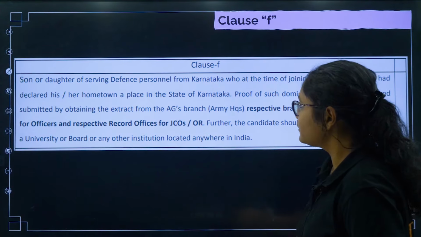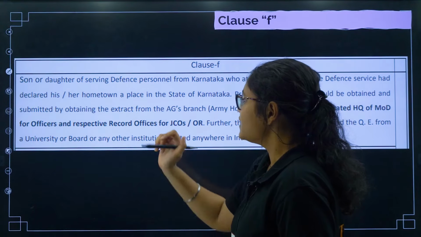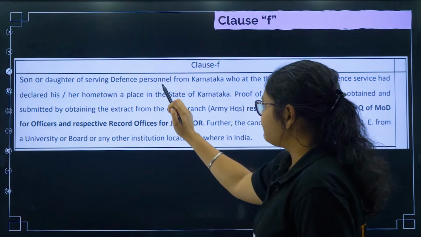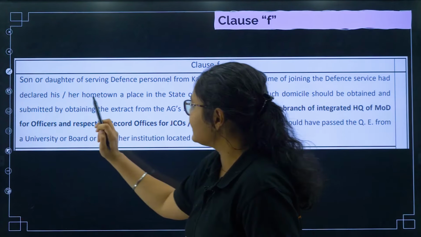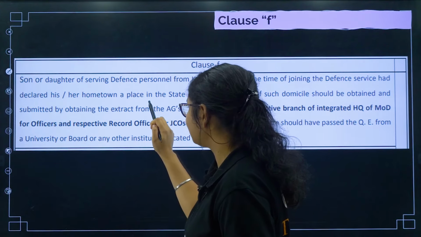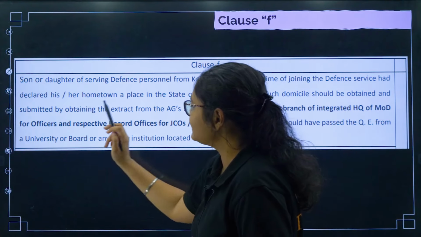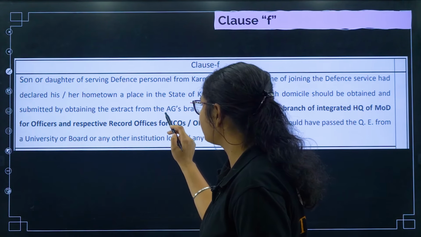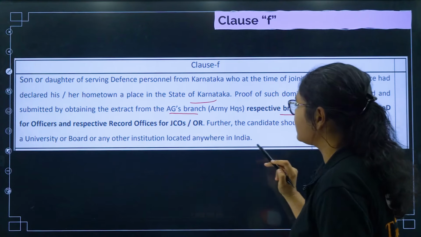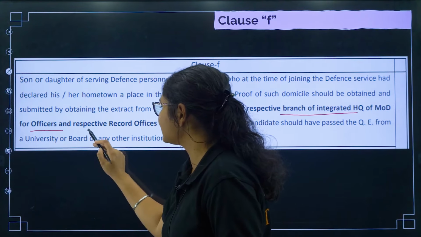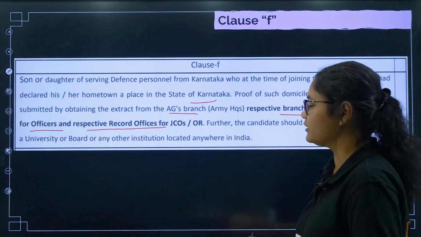Now clause F is what? A little twist, like a change of clause E. Some changes are here. See, son or daughter of serving defense personnel from Karnataka who at the time of joining the defense service had declared his or her home town as a place in the state of Karnataka. Proof of such domicile should be obtained and submitted by obtaining the extract from the AG's branch, that is Army Headquarters, respective branch of the Integrated Headquarters of the Ministry of Defence for officers, and respective record offices for others. These are the different ones who can give you the certificate.